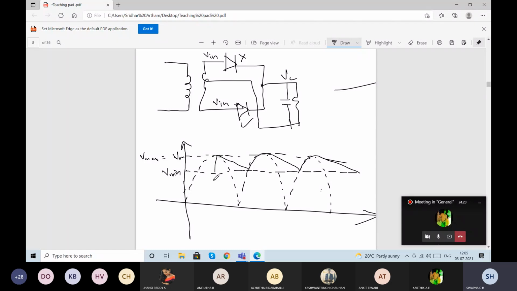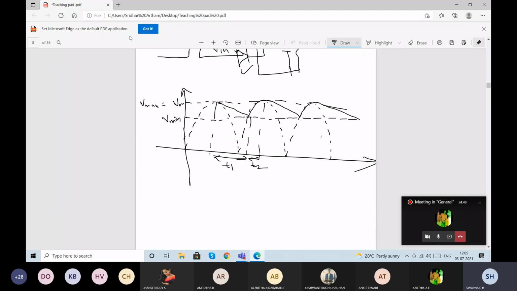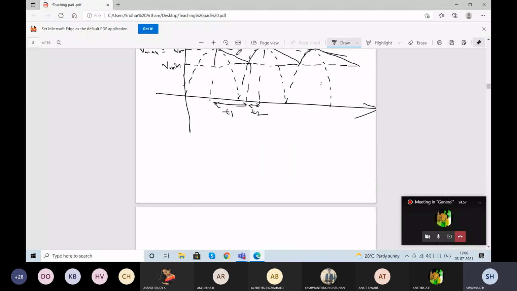Here, from here to here, it is nothing but the discharging time, which is given as T1, and from here to here, it is the charging time, given by T2. So T1 plus T2 will be equal to T by 2 here, because in one complete cycle of your sinusoidal signal, we are getting two cycles of the capacitor charging and discharging pulses.